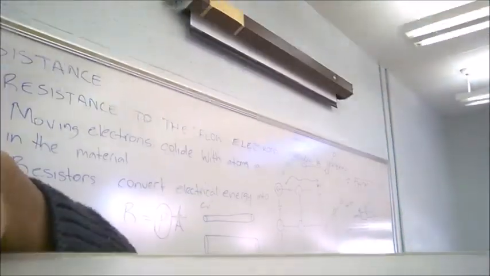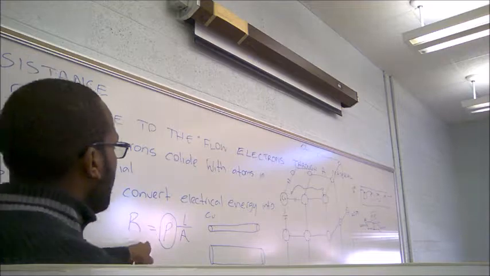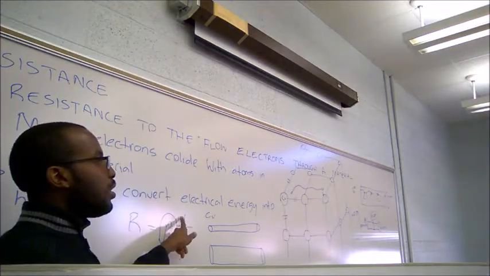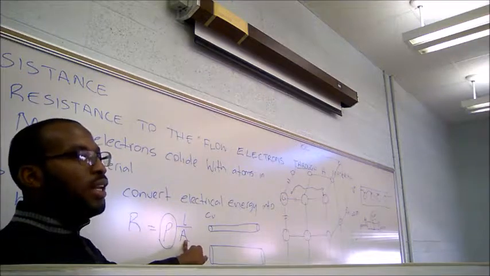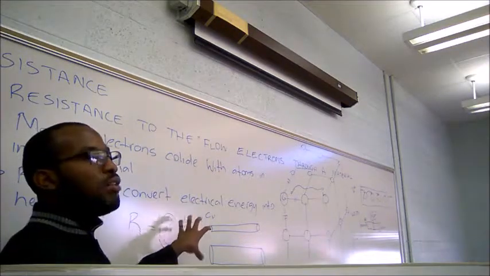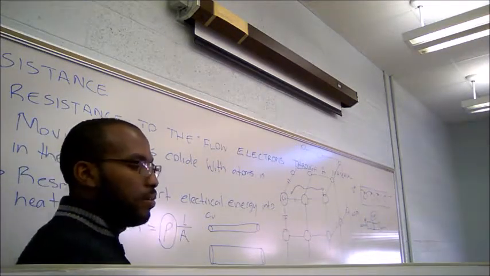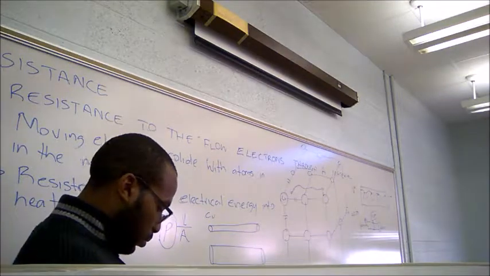So as length increases, resistance increases. Just look at the equation. This equation tells us if we increase L, R is going to increase. If we increase A, the bigger the denominator, the smaller the total value is. Okay, let's move on.